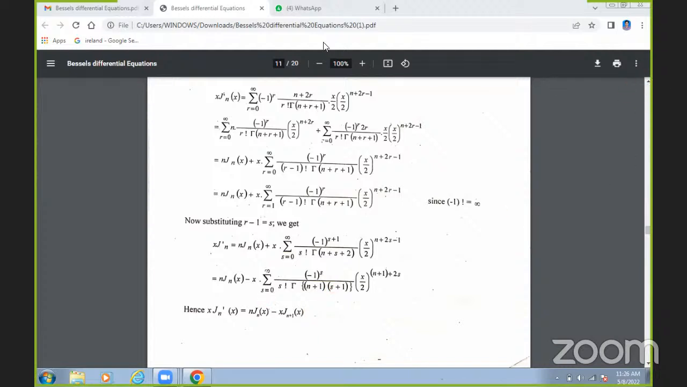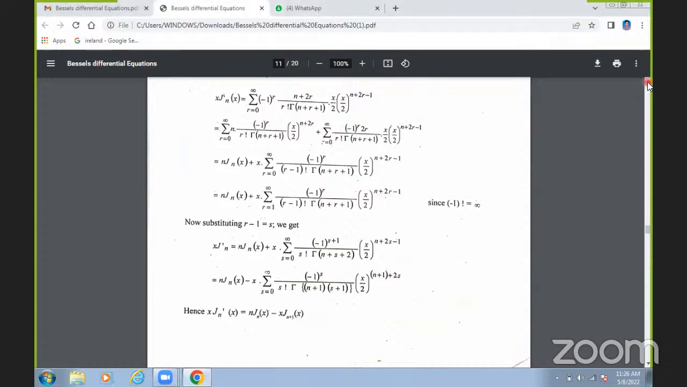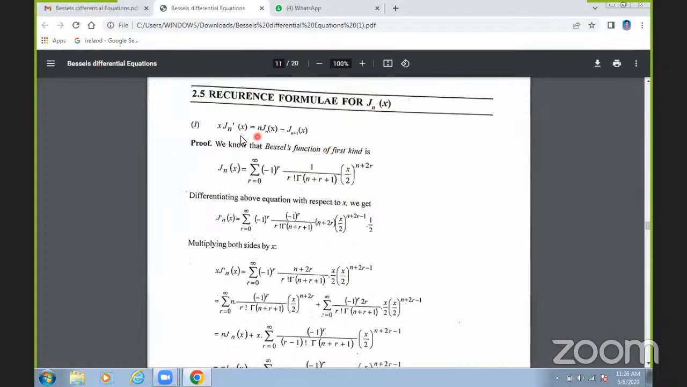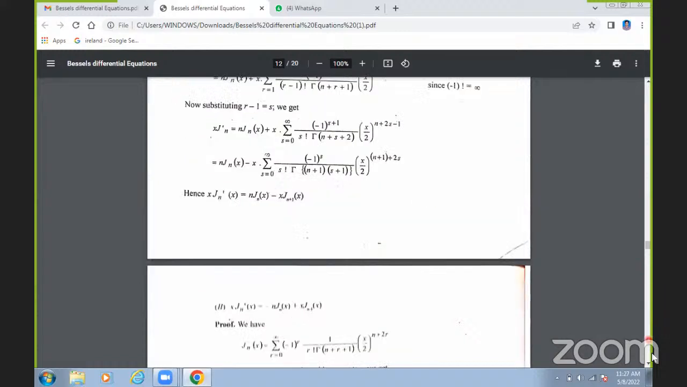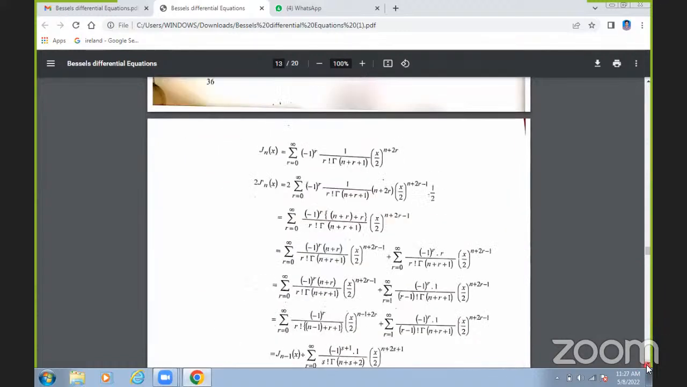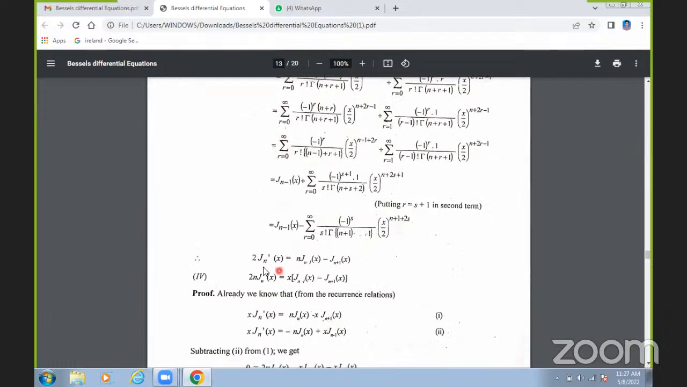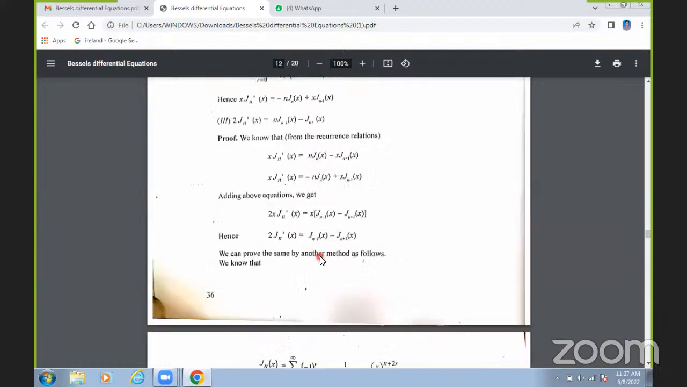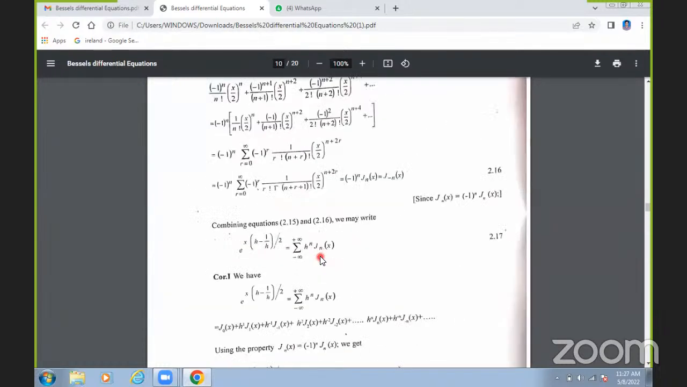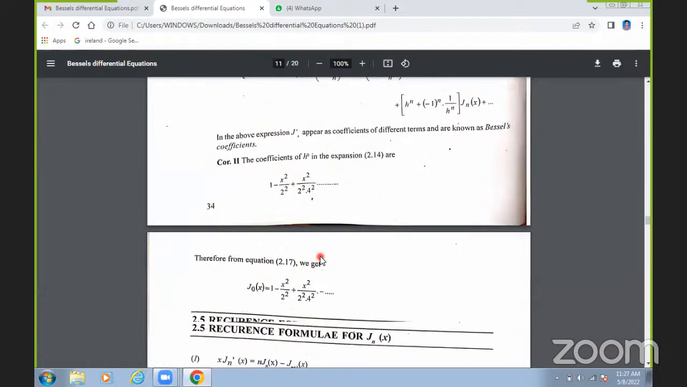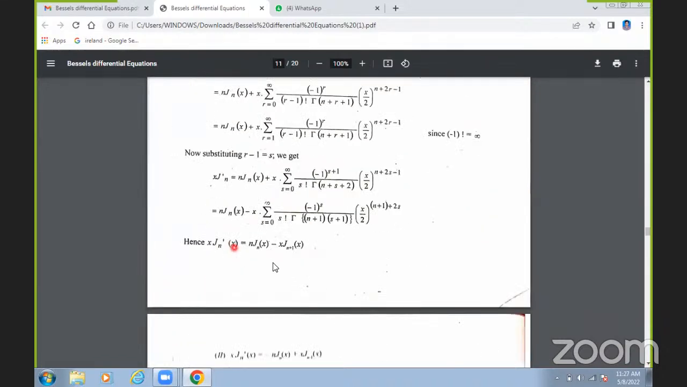Okay, so what is the recurrence relation we have taken? Here it is. You see, this is the recurrence relation, no? This one, x J dash n of x equals n Jn of x minus x Jn plus 1 of x. Okay, so here we have got that first recurrence relation. This one. Okay, this one we have got. Sorry, this one is another one, no? The first recurrence relation is here. This is the first recurrence relation we have got.